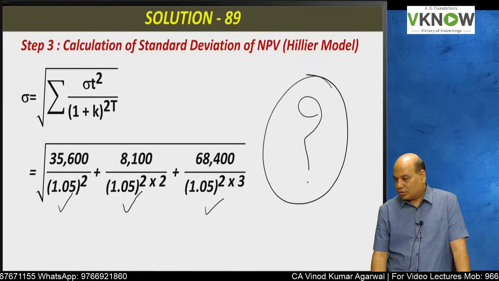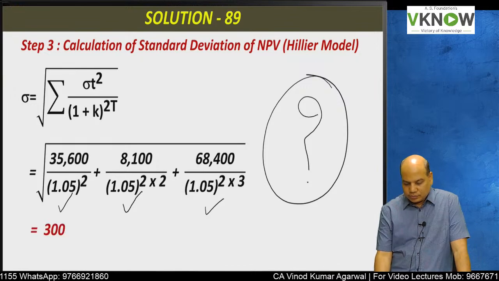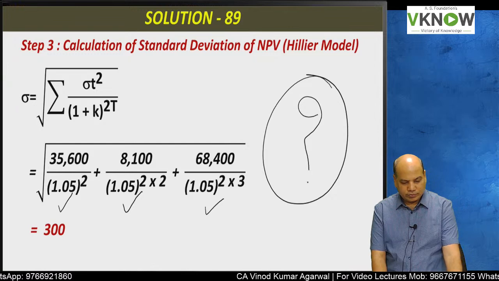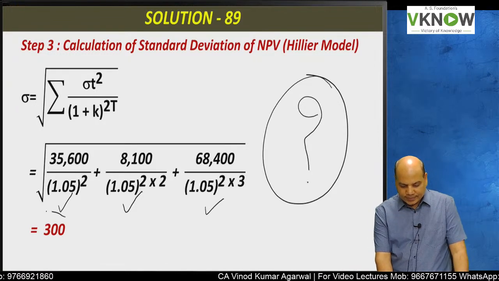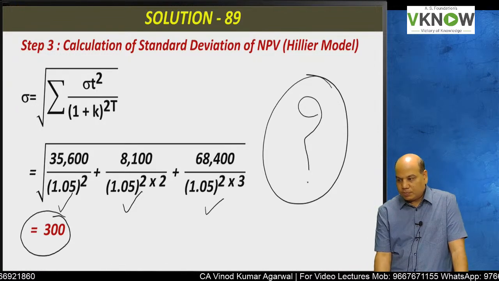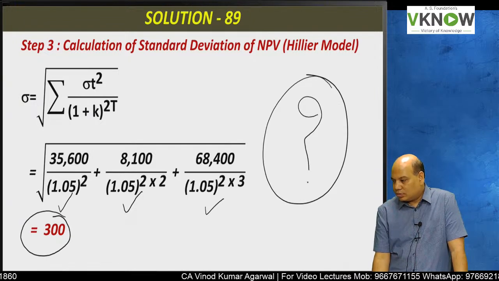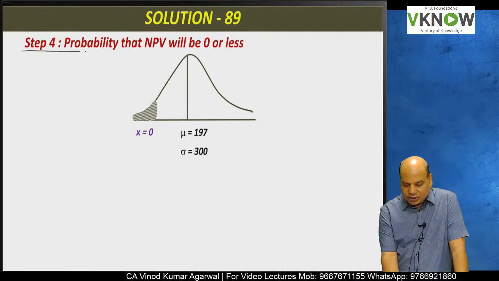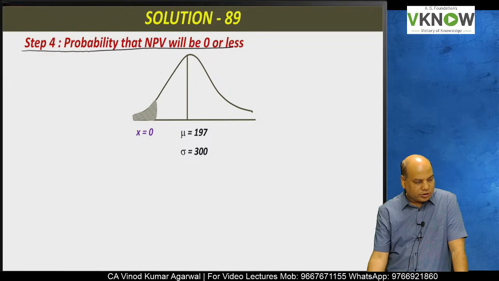Okay. So the answer is 300. Please note down, the answer is 300. The standard deviation of the probability distribution of NPV is 300. Write it down. If you have not got it, check it later. Come to the next question.